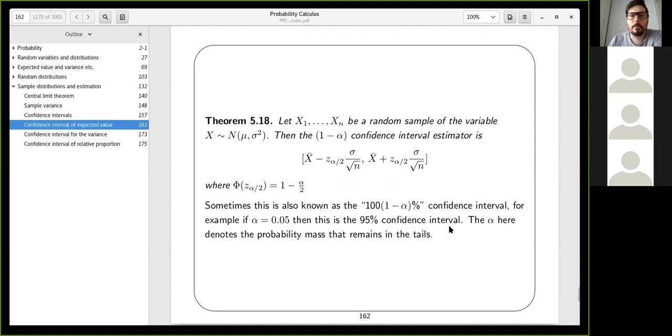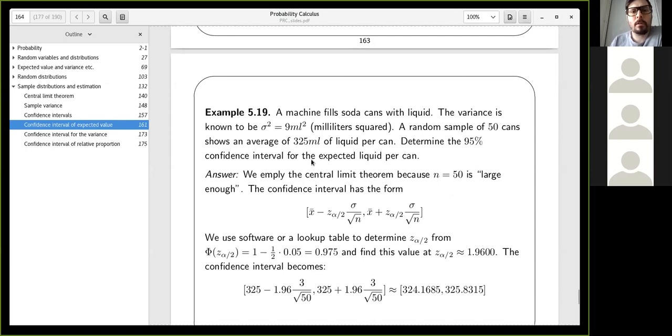Because the theorem here assumes that the underlying variable is normally distributed, but in fact it really doesn't have to be normally distributed. It's enough that the sample mean is normally distributed, and it's pretty closely normally distributed if the sample is high quality.